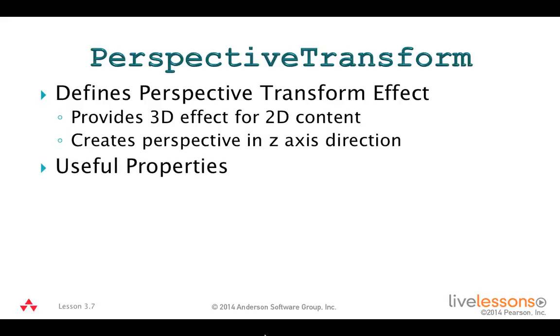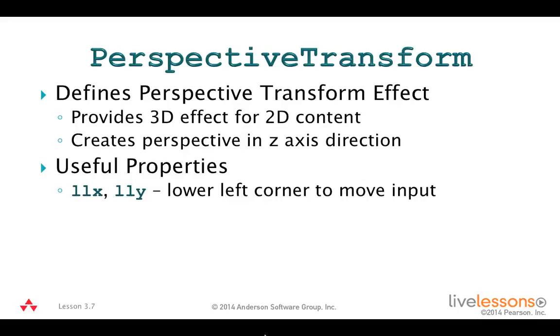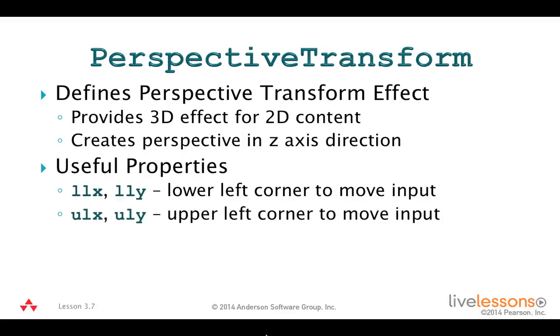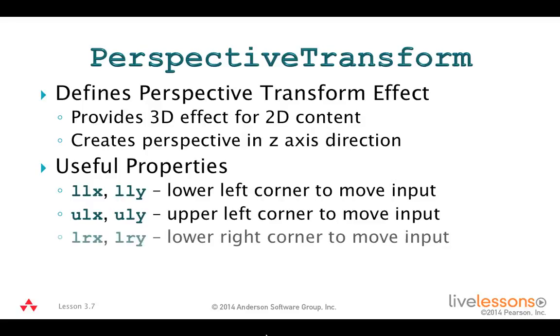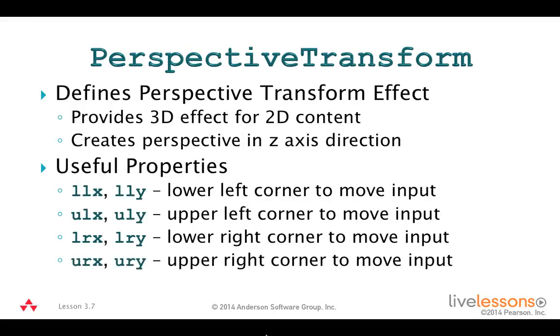Here are the properties. LLX and LLY move the lower left corner of the input to these x and y coordinates. ULX and ULY move the upper left corner of the input to these x and y coordinates. LRX and LRY move the lower right corner of the input to these x and y coordinates. URX and URY move the upper right corner of the input to these x and y coordinates. All coordinates default to 0 if not specified. And last, the input property, which is used for chaining effects.